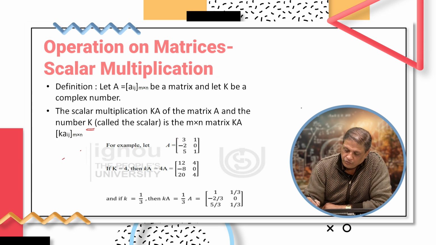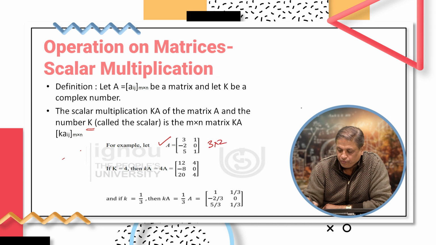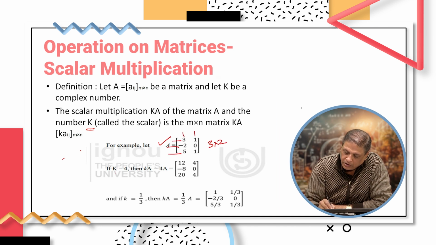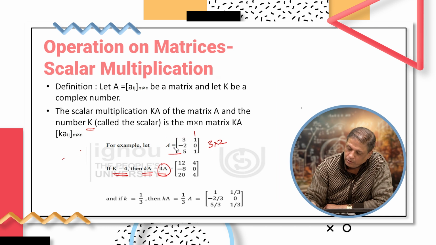Now say the given matrix A is a matrix of order 3 cross 2. There are 3 rows and 2 columns. Now the scalar constant is 4. So KA will be equal to 4 times A. 4 times A means each and every element of A is to be multiplied by the value 4.